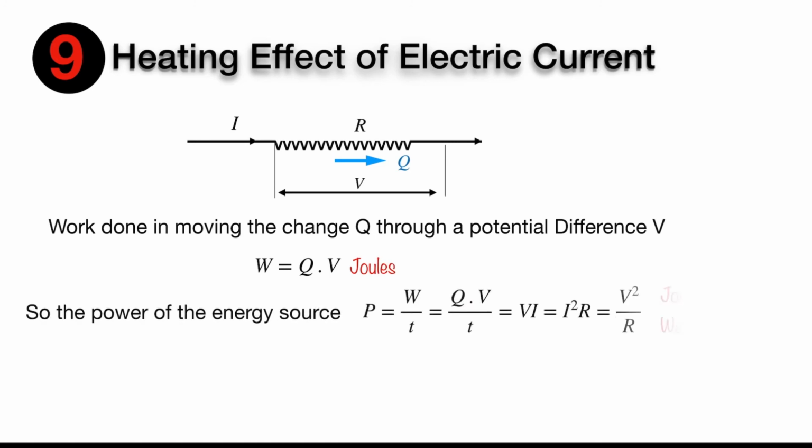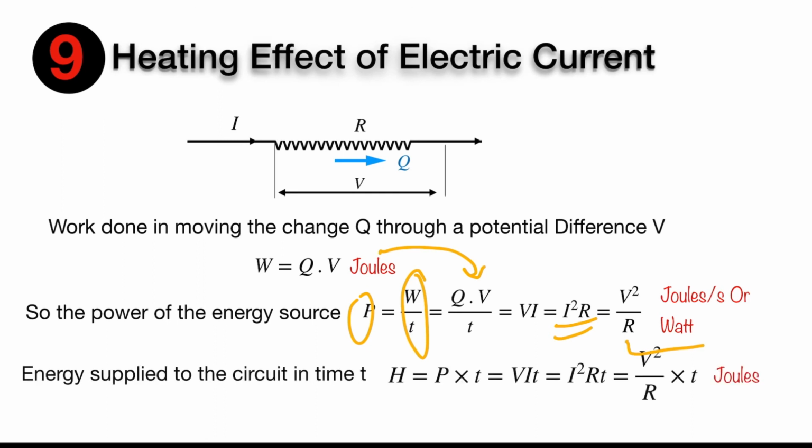The corresponding power of an energy source like a battery can be given by the rate of work done. So power P is the rate of work done, and W can be written as Q dot V divided by time. Q by t is equal to I. And now if we put V equal to IR as per Ohm's law, you will get I square R. IR is equal to V, so this will be equivalent to V square by R. Energy supplied by the energy source is equal to power into time. So if you multiply these things with time, you will get the energy supplied.